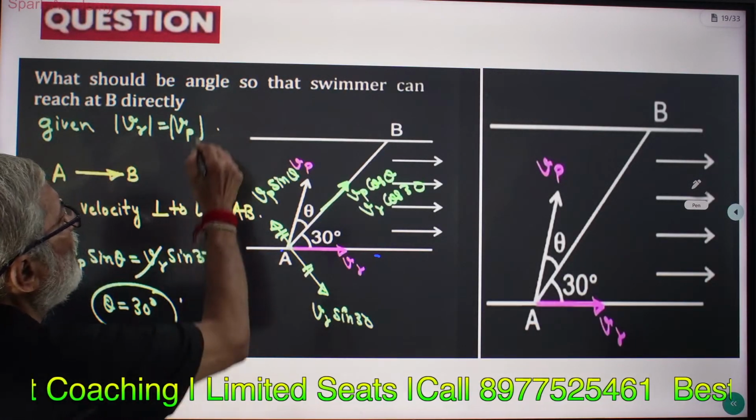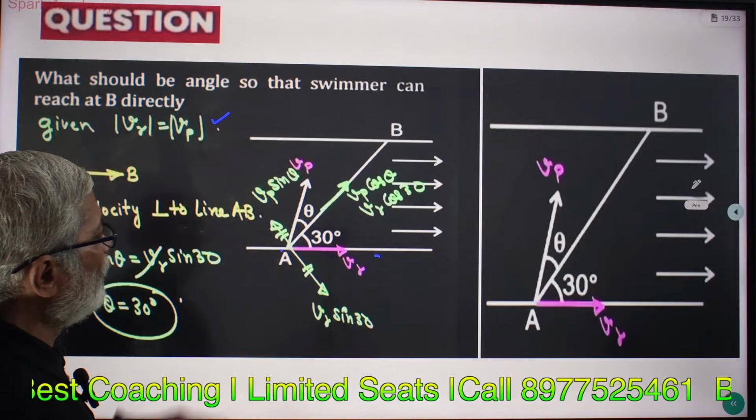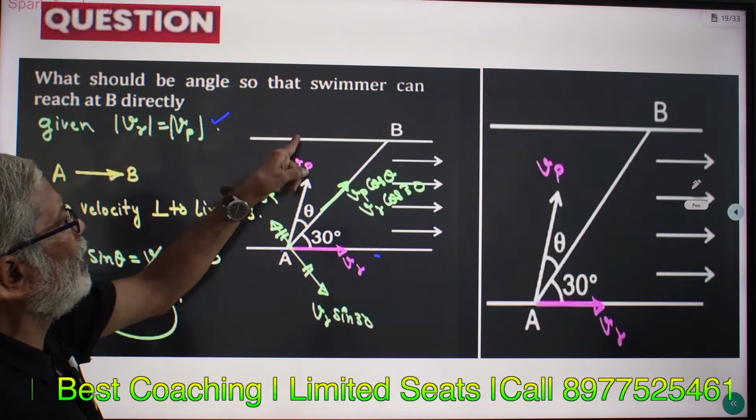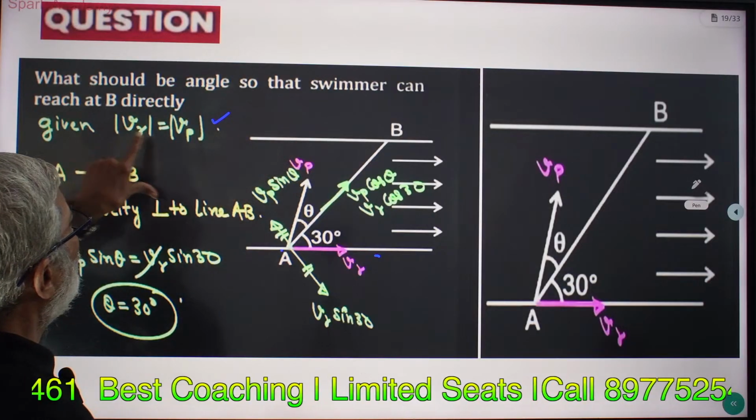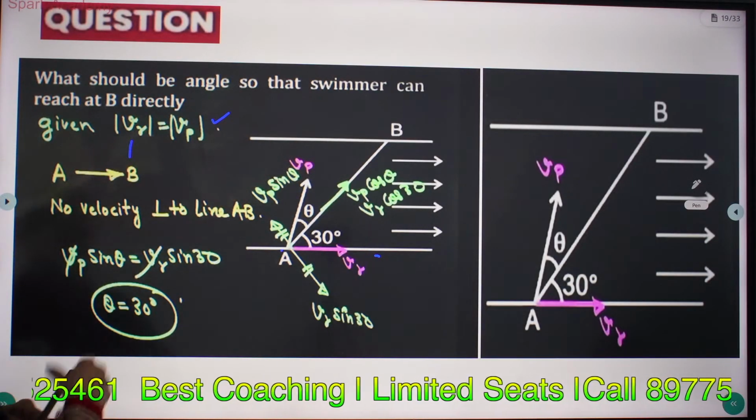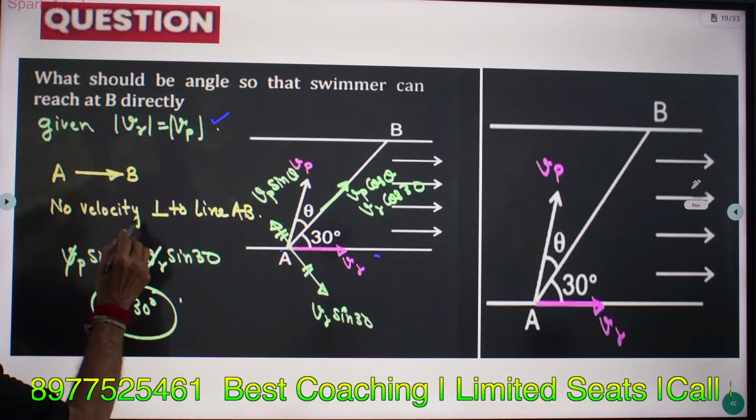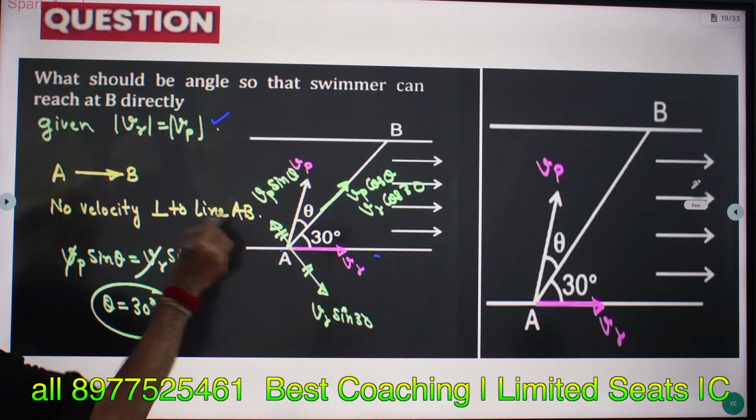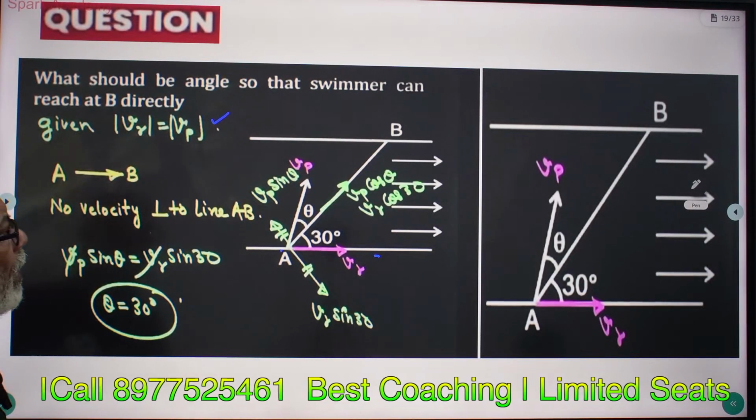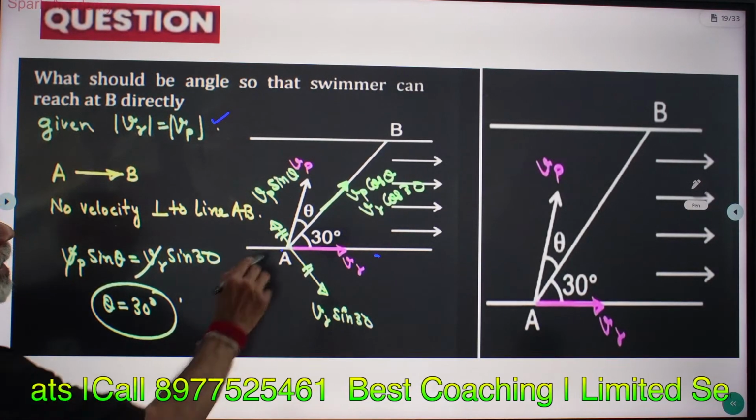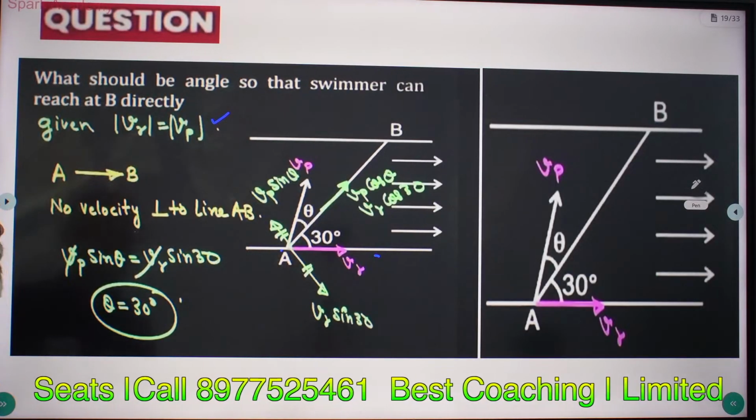Now another important thing technically: if the boat has to reach from A to B directly, both the velocities have to be equal. VR has to be equal to VP. This is the condition: no net velocity perpendicular to line AB. That should be the condition. VR has to be equal to VP.